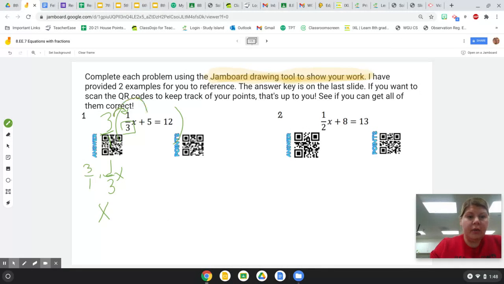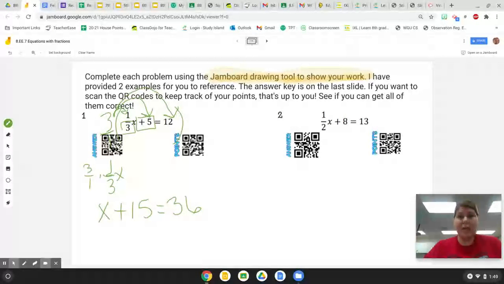Then I do 3 times the next term, which is a positive 5 in this case. So 3 times 5 is a positive 15. Then I'm going to bring down my equal sign. That stays exactly where it is, but I still have to multiply 3 times 12. All I'm doing is getting rid of the fraction. I'm not doing any of the 4 steps that we talked about to solve equations. This is just getting rid of the fraction. So 3 times 12 is 36. Now I don't have any fractions in my equation. I just have x plus 15 equals 36.